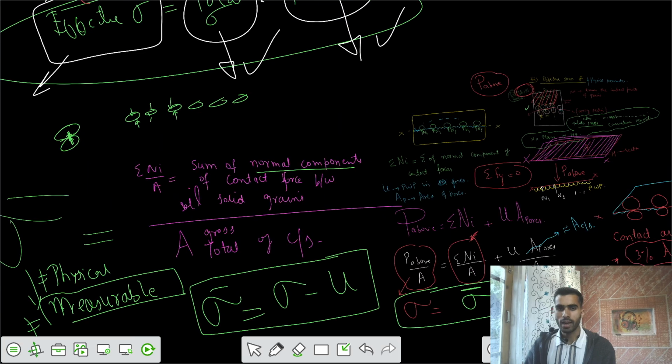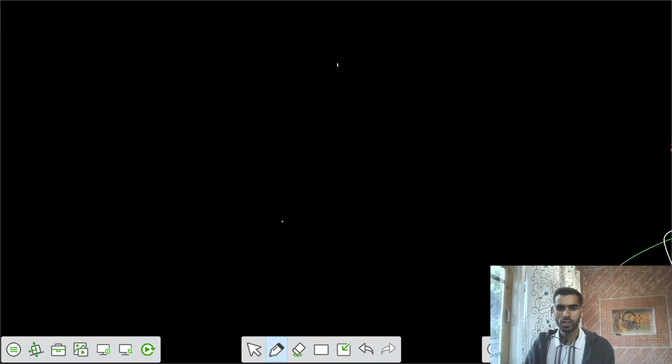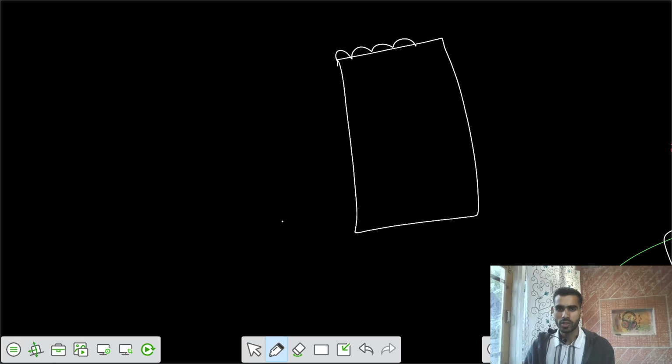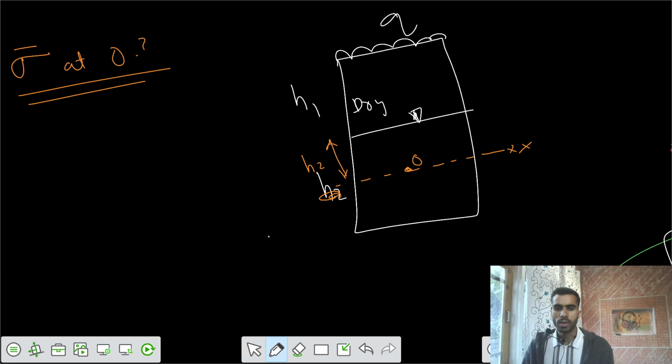Now we can have a final touch for the effective stress calculations. Let's say there's some external surcharge Q. We have dry soil, and there's some water table. This is height H1, this is height H2, and we want to talk about a section somewhere here, section XX, and we have that point O. Now I want to find the effective stress at point O. That would be calculated if I know the total stress at point O and the pore water pressure at point O.